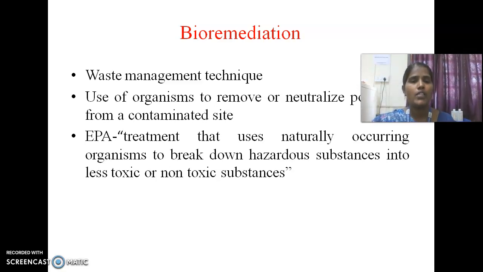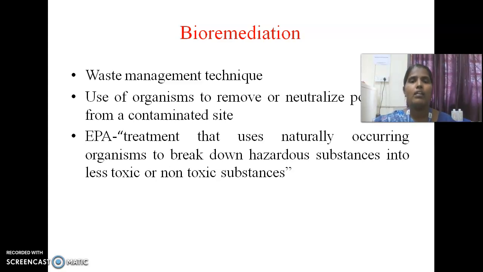So, in this technology, we cannot remove the entire contaminant in the environment, but we can reduce the toxic substances in the environment.